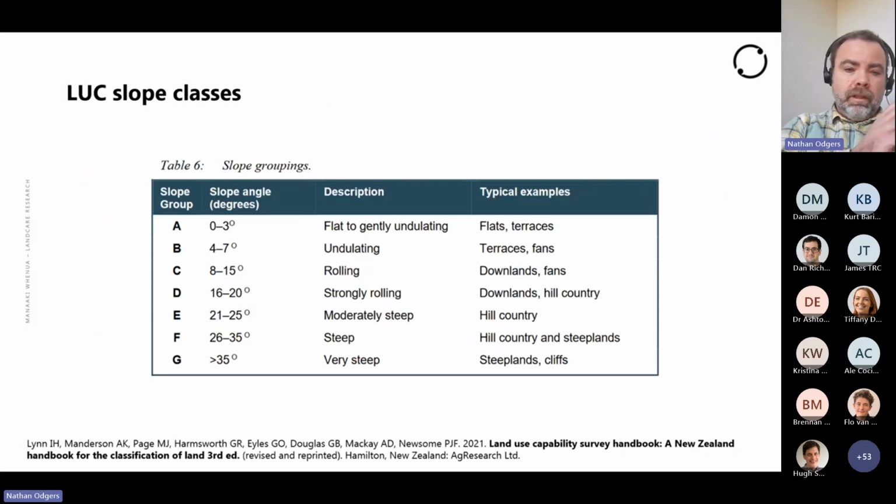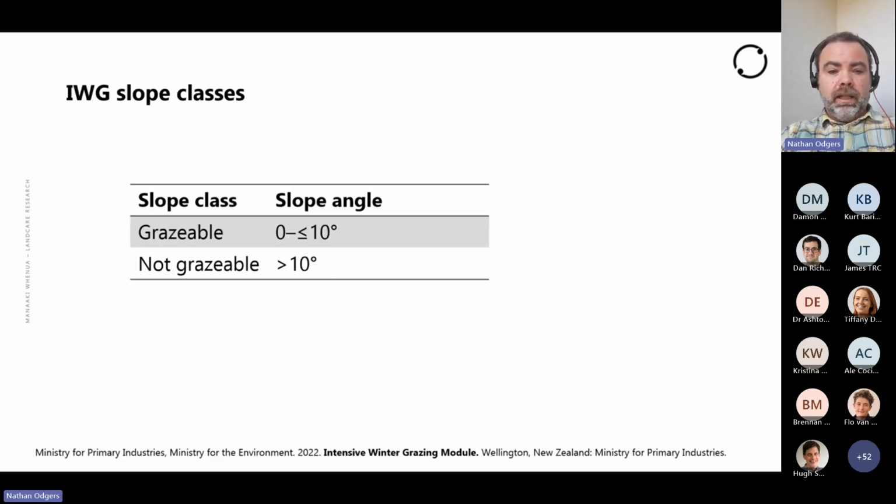So when we've got our map of slope in degrees, then we can classify that map of slope into the slope classes required for LUC implementation. So for example, 0 to 3 degree slope is class A, 4 to 7 degrees is class B slope, and so on. So we can map out the LUC slope classes by doing that. In a similar way, we can map out the slope classes for the intensive winter grazing rules, 0 to less than or equal to 10 degrees, notionally grazable in winter, everything else over 10 degrees, not grazable in winter.